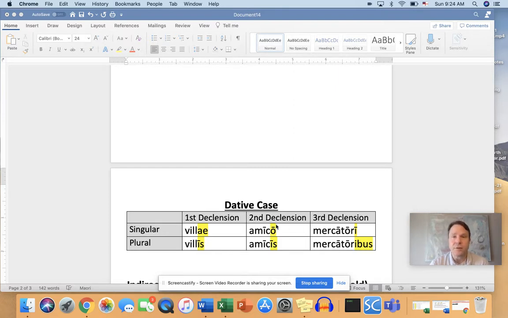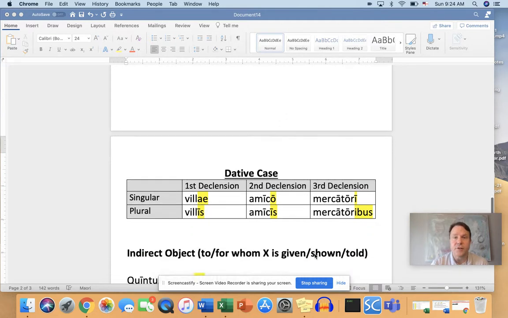The singular, notice these guys are pretty weird, right? So we have, instead of villa, we have villae, which looks like that nominative plural, doesn't it? And then we have amico, and then we have mercatori. So we're going to have to spend some time getting used to those singular endings. But the plural, guys, is and ibus. That's it. Okay? The dative case is essentially the indirect object of a sentence.